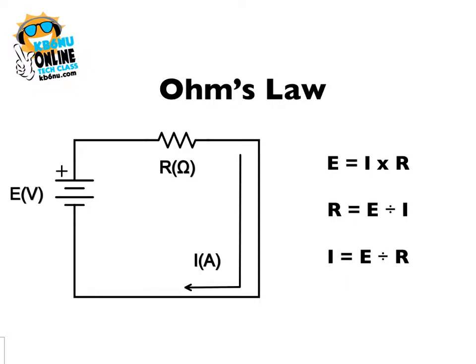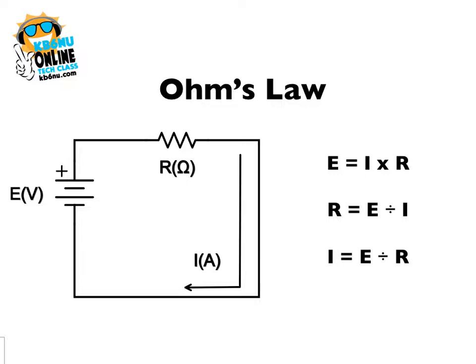The most common equation for Ohm's Law is E equals I times R. In other words, when you know the current flowing through a circuit and the resistance of the circuit, you can calculate the voltage across the circuit. Question: what is the formula used to calculate voltage in a circuit? Answer: voltage E equals current I multiplied by resistance R.